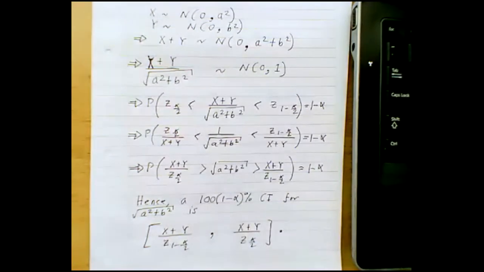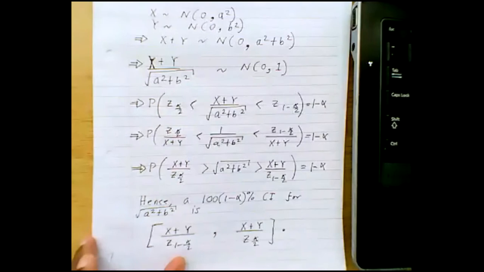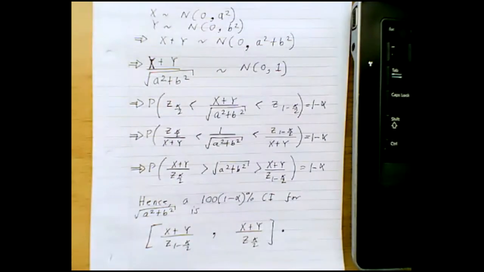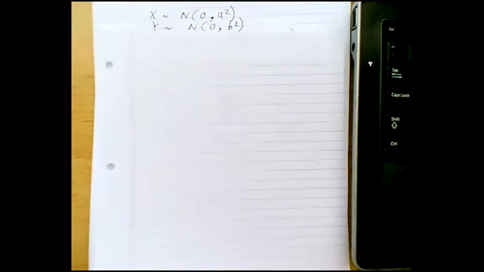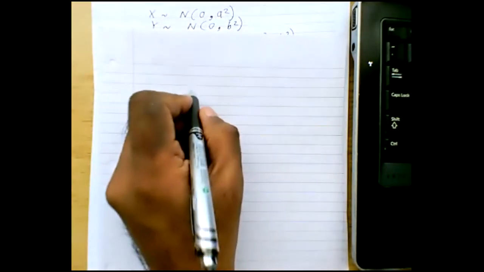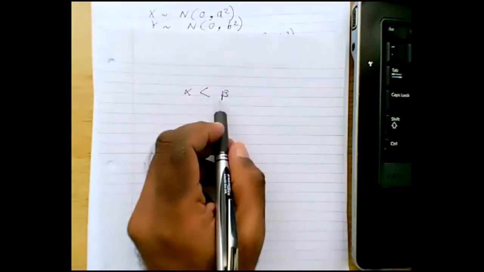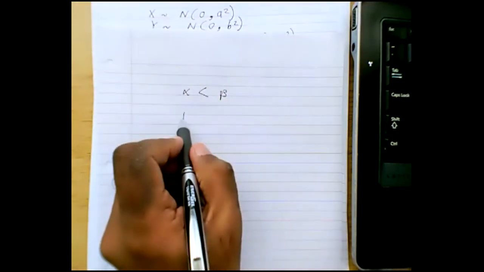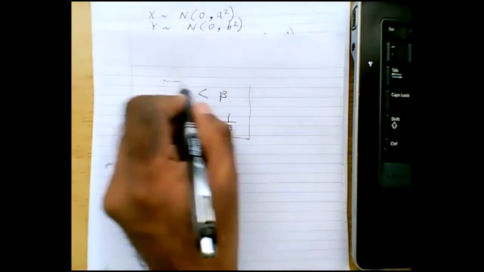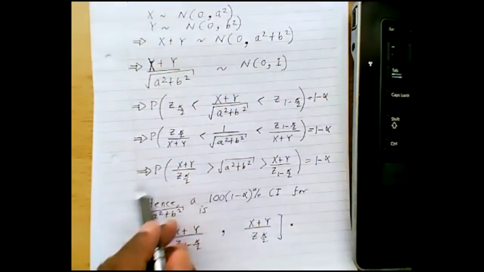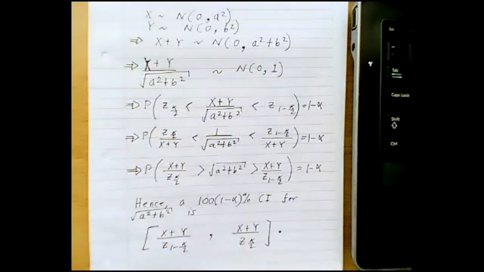Suppose you have alpha is less than beta, and alpha and beta are positive. Then 1 over alpha is greater than 1 over beta. I'm sure you know this. So that's what I have used, guys, from this line to this line. Any other questions, guys?